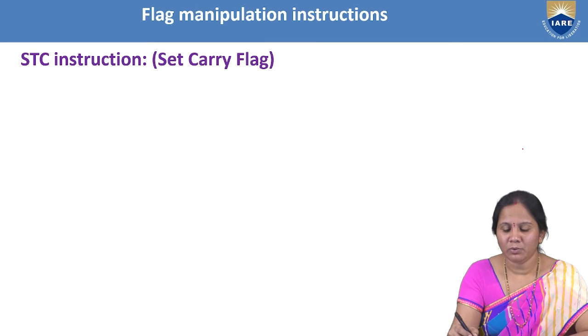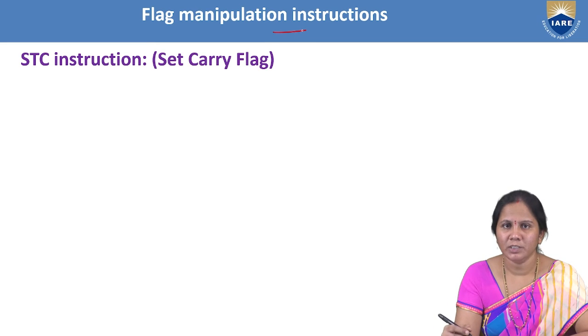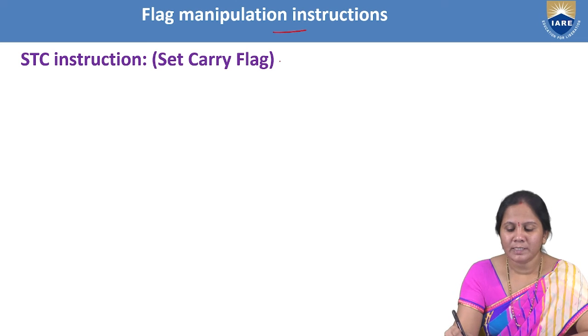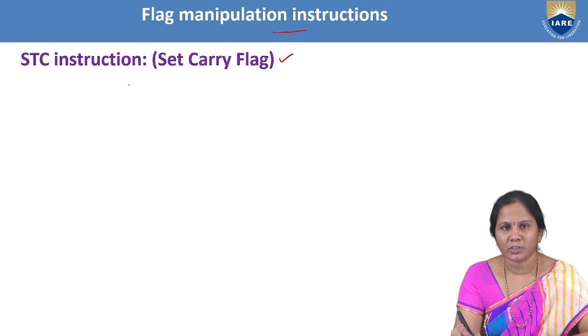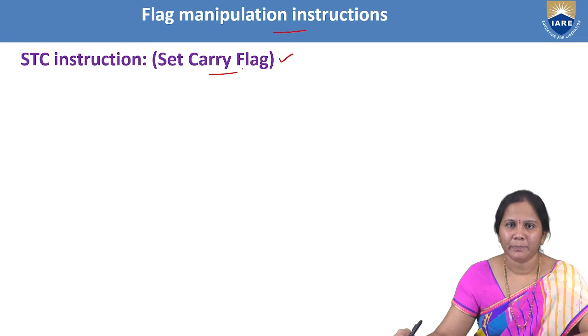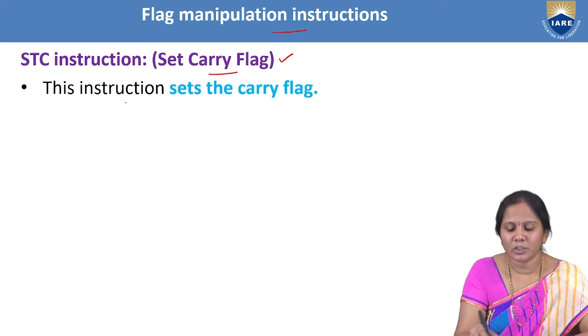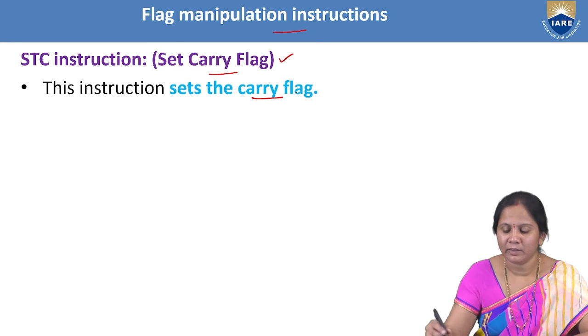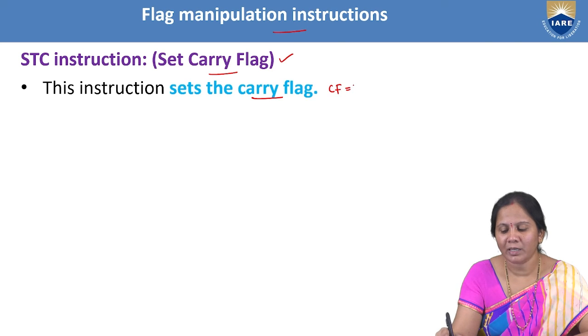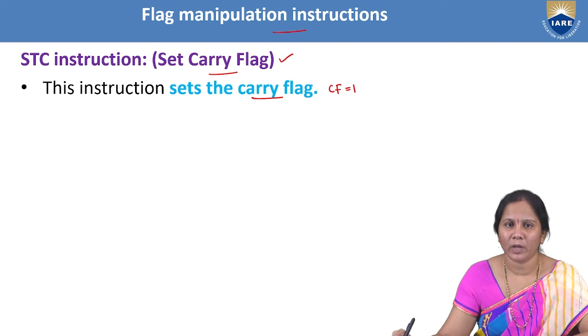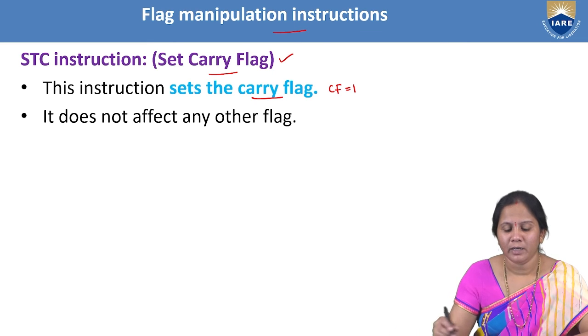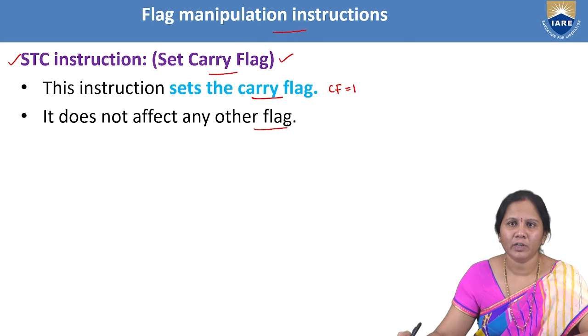Coming to these flag manipulation instructions, we have seen different instructions coming under the carry flag, direction flag and interrupt flag. Now we will see the STC instruction. It represents set the carry flag. This instruction sets the CF bit in the flag register format to 1, and once it is executed, it does not show any effect on the other flags.